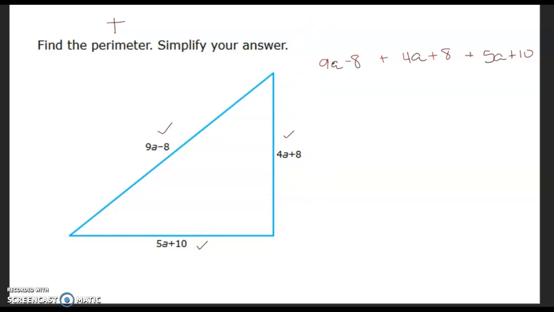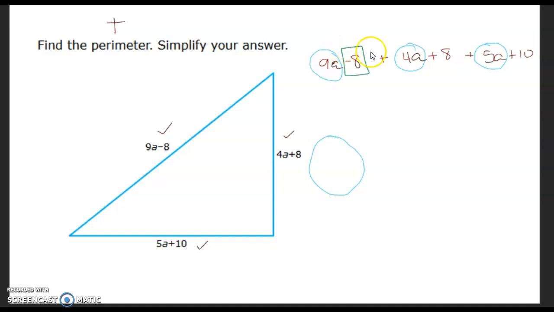All right, so now we're going to do some like terms. Okay, so I have 9a. This is a number, and the variable right behind it is just the letter A. So let's go down the line to see if there's any other numbers with just the letter A behind them. And there's a 4a and a 5a. Those 3 are like terms, and we're going to combine them in a second. So now let's do the numbers.